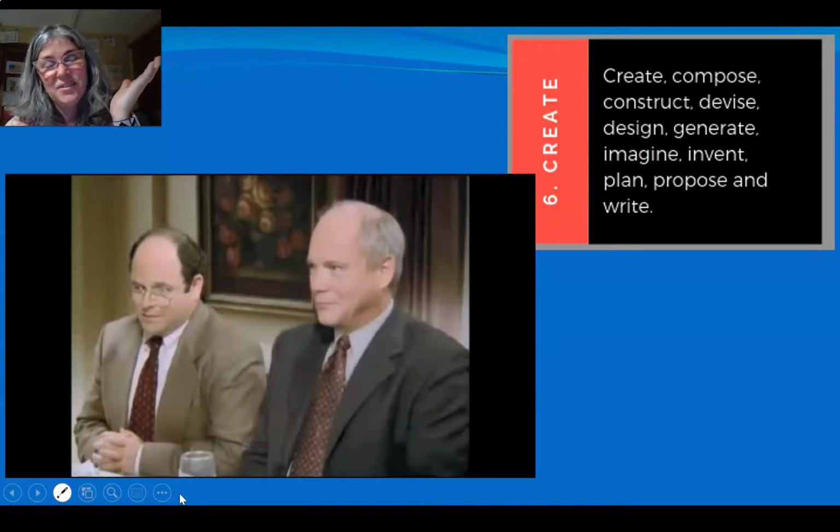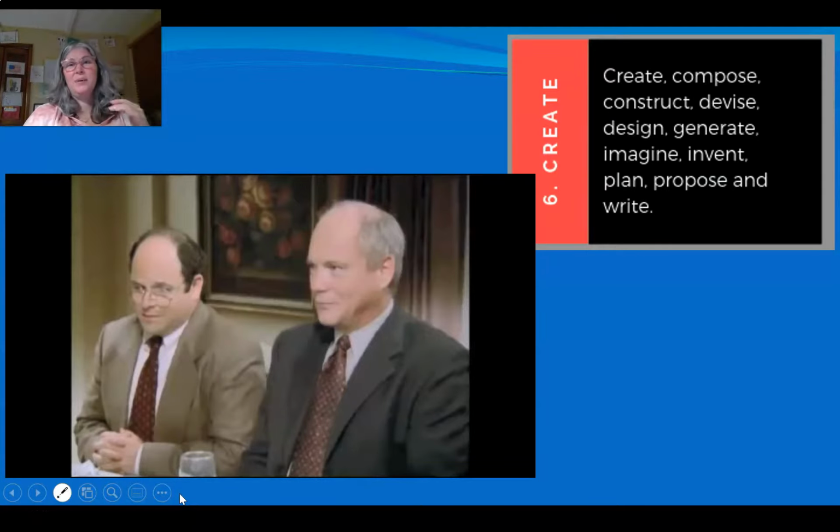Okay, I love Seinfeld, so I couldn't help but to add this one. So the creation of Festivus would fit at the top of this. You can have students create their own game given a variety of sporting equipment, create their own holiday, create their own coat of arms or their flag for a make-believe country.